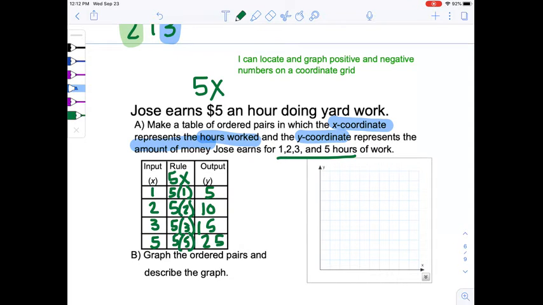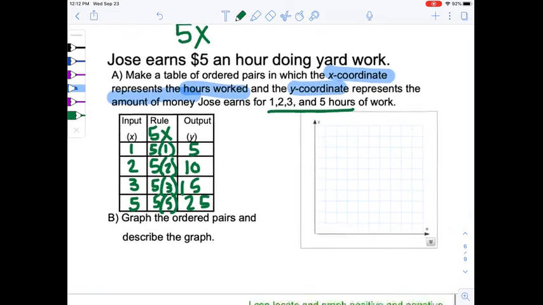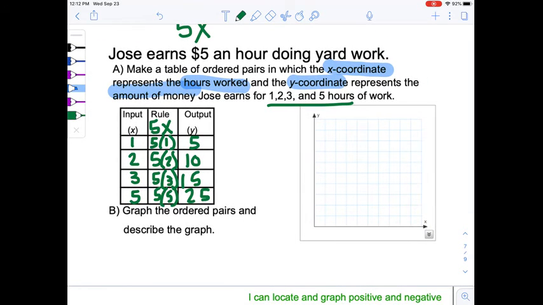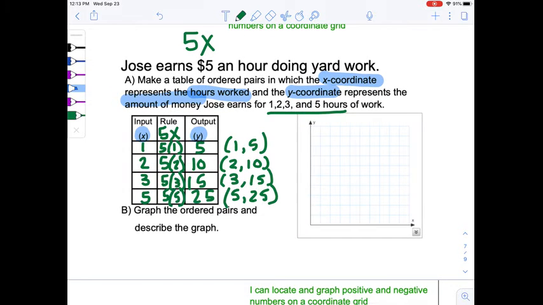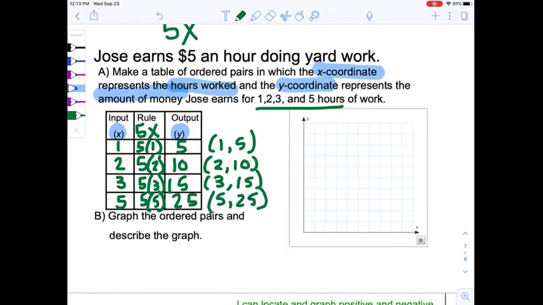So now, letter B says to graph the ordered pairs and describe the graph. Well, here's the deal. We can create ordered pairs because we have x and y values. So the first ordered pair would be 1, 5, because 1 is the x, 5 is the y. Second one would be 2, 10. Third one would be 3, 15. And the fourth one would be 5, 25.